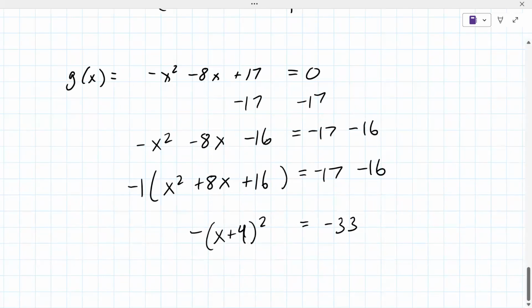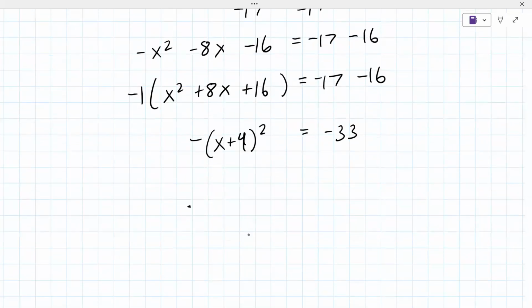Yeah, I don't think I did the minus 16 on both sides. I think I just did it on the left side, not the right side. So then, yeah, it would be positive 33 then.